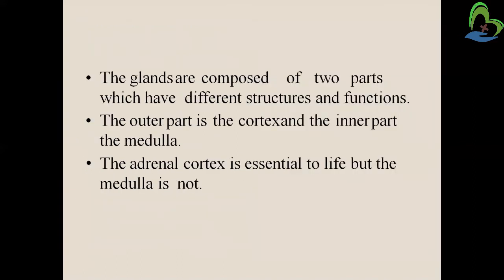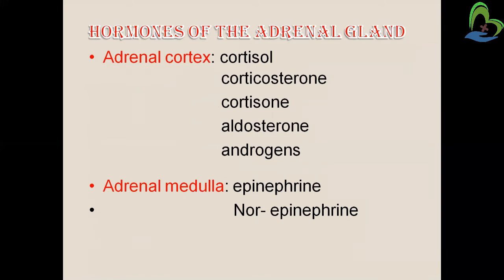The gland is composed of two parts, as we saw before, and they have different structures and different functions. The outer part is known as the cortex and the inner part is known as the medulla. The cortex is essential to life, but the medulla is not essential for life. Now the hormones of the adrenal gland. The cortex releases cortisol, corticosterone, cortisone, adrenosterone and androgens, and the medulla releases epinephrine and norepinephrine. So these are the hormones of the cortex and the medulla.